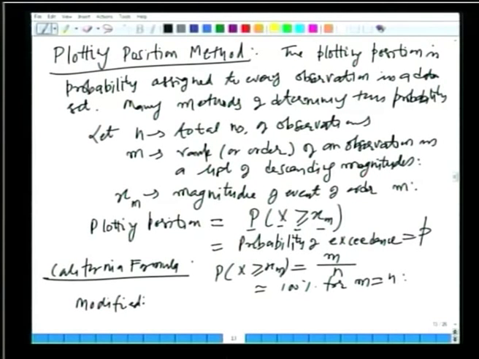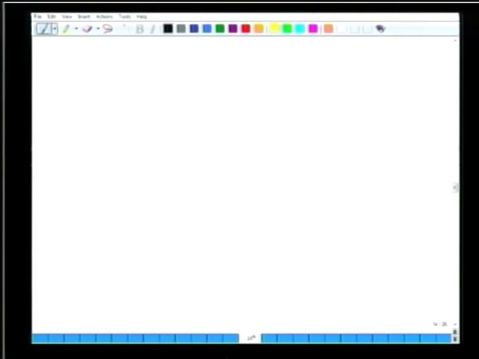Being able to say everything about probability with 100% confidence is not possible. So, what they say is that p, later on, is modified as m minus 1 over n. However, this formula also has a slight problem. Why? Because the probability of exceedance will be 0 for m equal to 1. Then, what do we do? We go to some other formula.